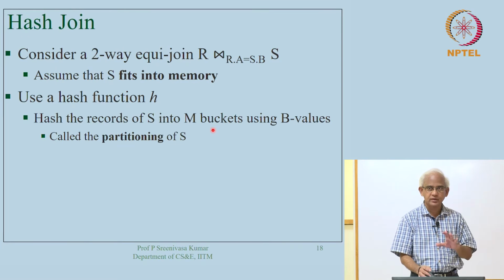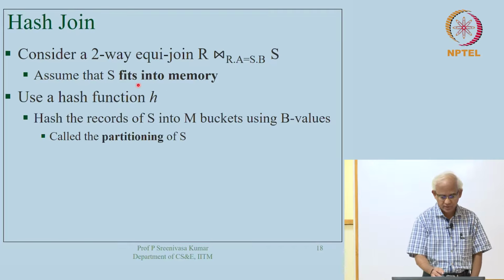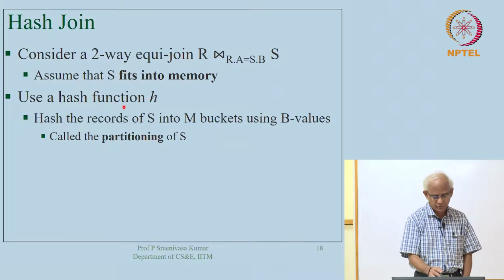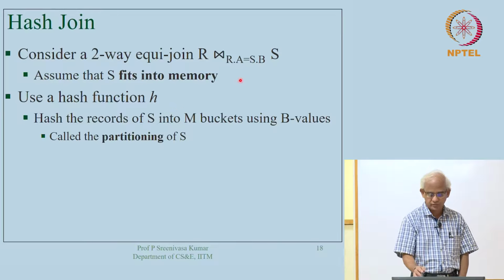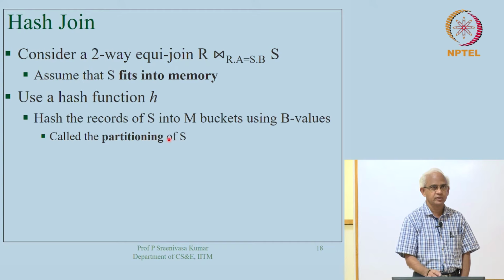So the entire file is in memory now, but it is sitting in such a way that the records are distributed hopefully evenly among all the m buckets. Okay, that depends on the hash function, right. You have studied hash functions earlier in the data structures course, so we will not go deep into that. Basically, choose the appropriate hash function, hash the records of S using the B values, and distribute them over these m buckets. This is called the partitioning of S. We basically partition the records of S into buckets.